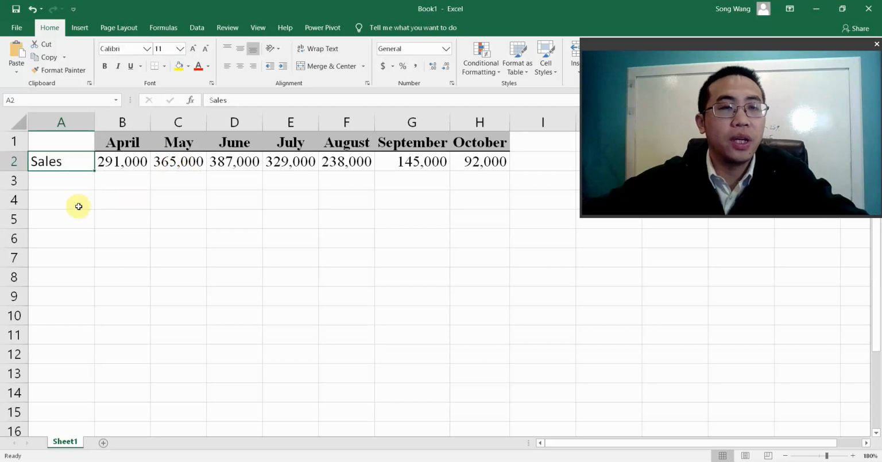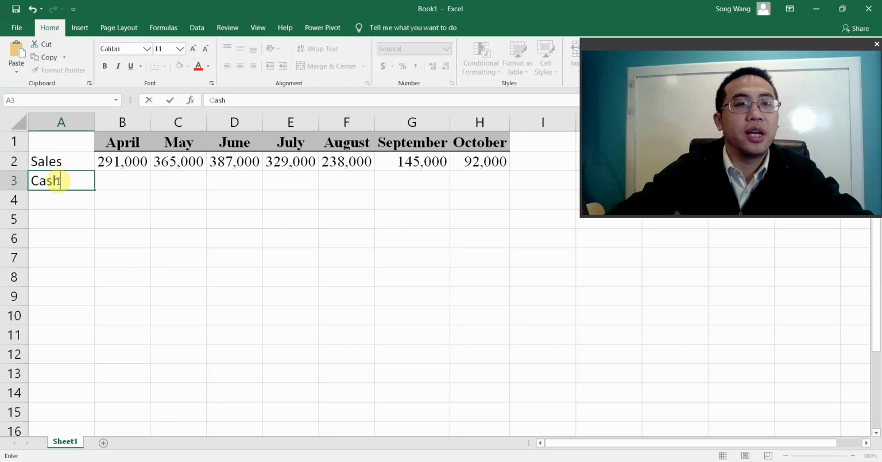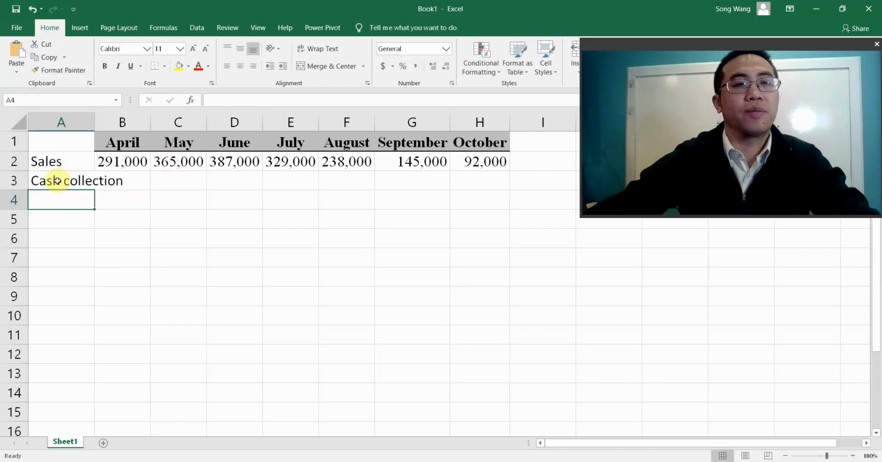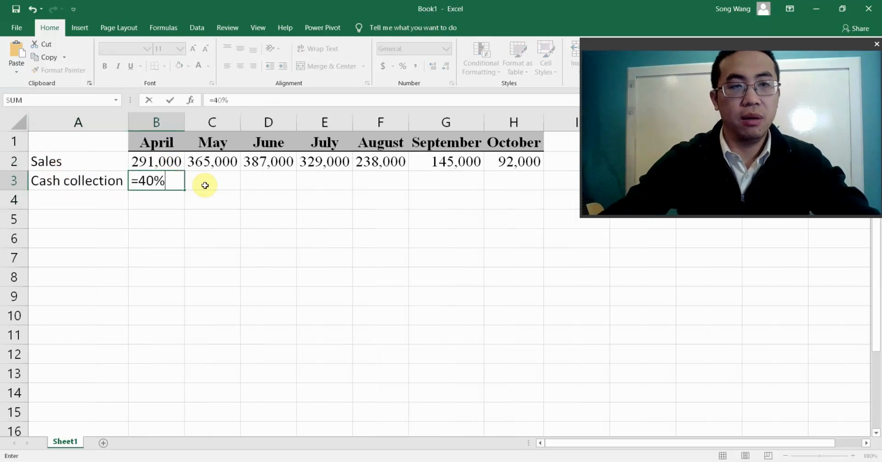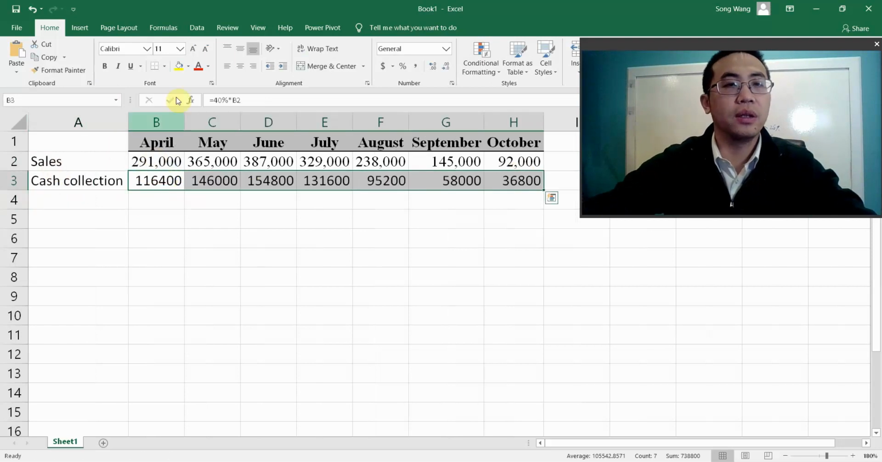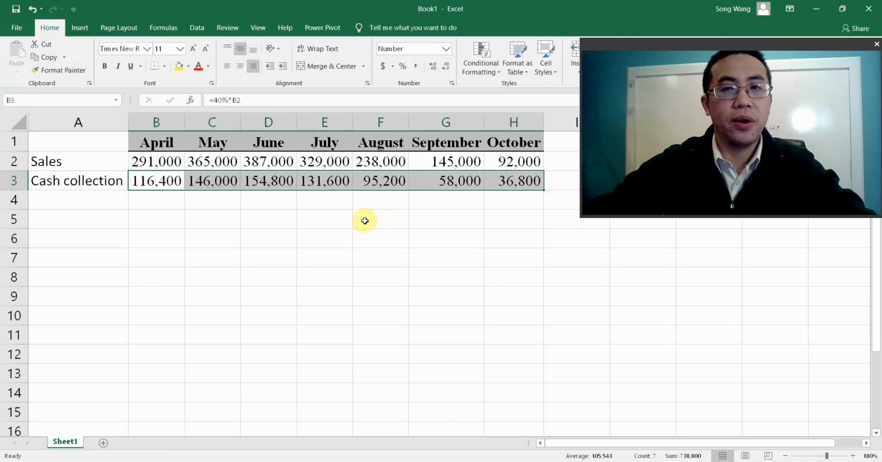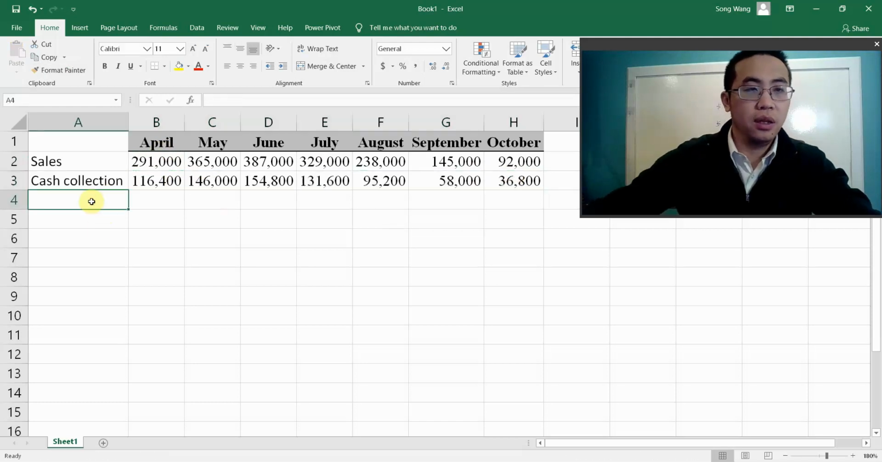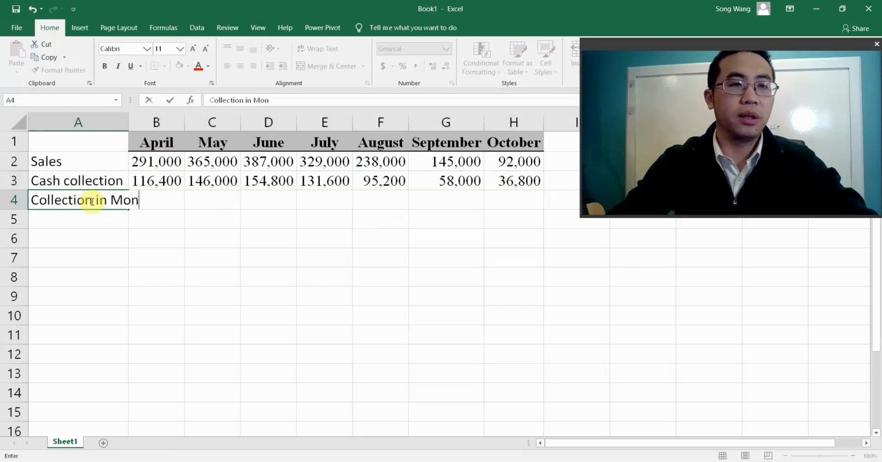So how do we collect our bill? Let's say cash collection. I'm going to use 40% multiplied by this month's sales. Then I will need to use the format painter. And then collection in month 1, in the first month.